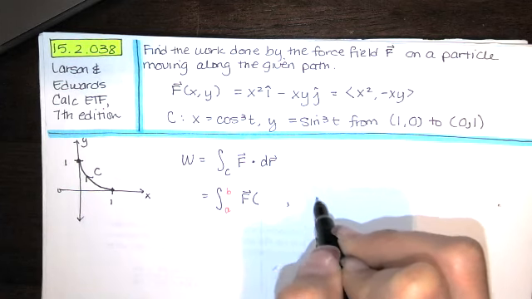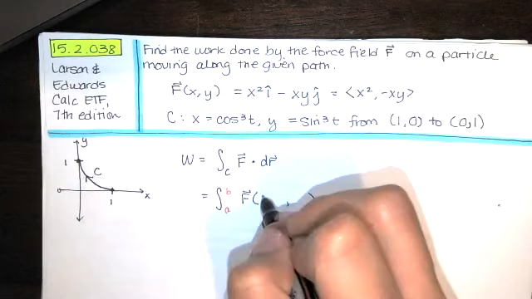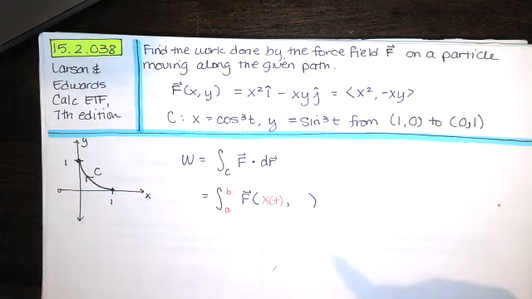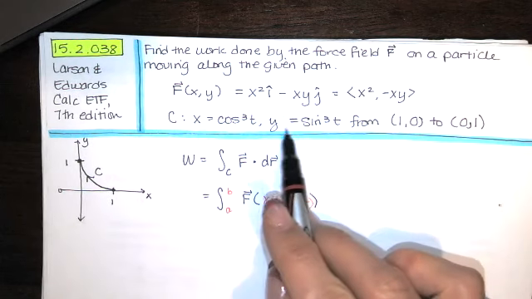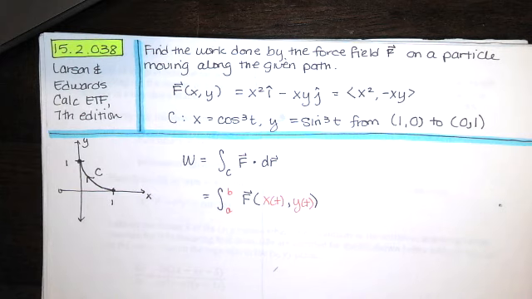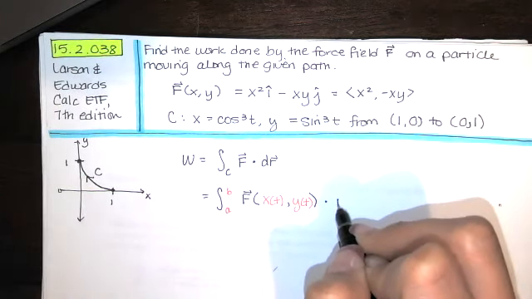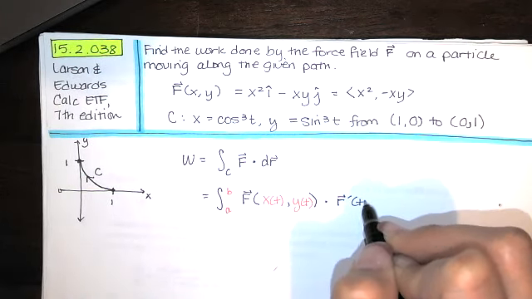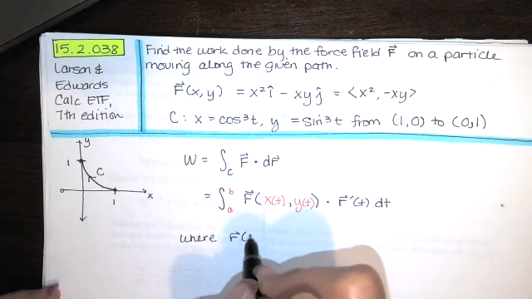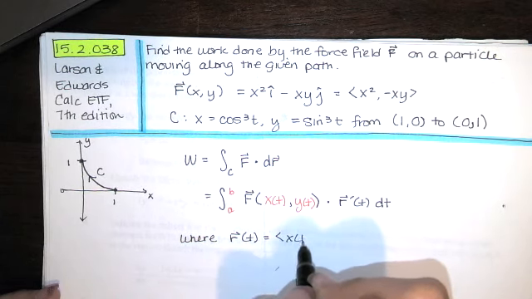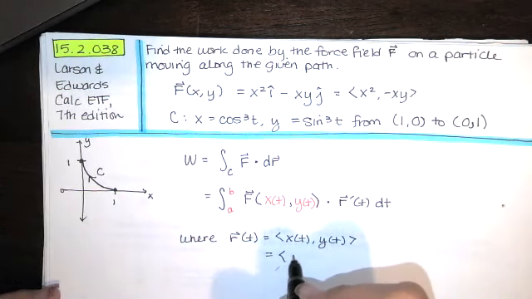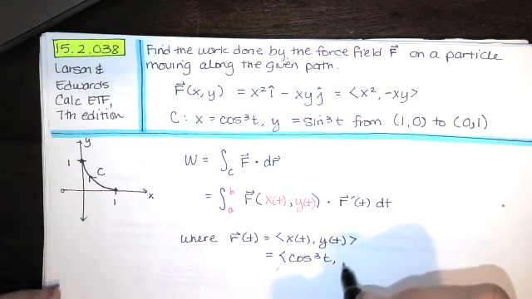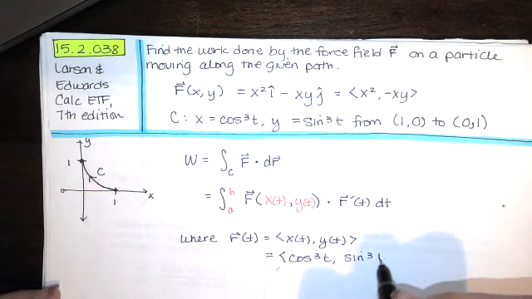Now the field can be written in terms of t by replacing x with x of t, where x of t is right here, it's that cosine cubed, and y with y of t, where y is that sine cubed t, and then we'll dot it with r prime of t, and then multiply by dt, and that's where r of t is the vector valued function with components x equals cosine cubed t and y equals sine cubed t.